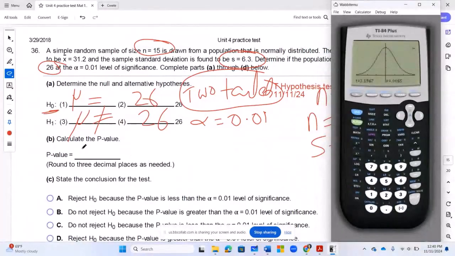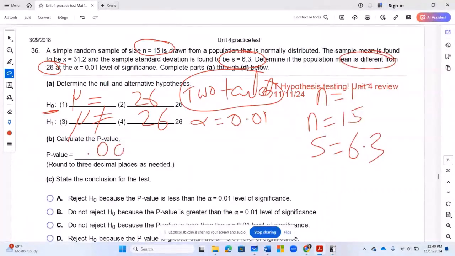Now we go to the p-value, 0.006. That's what we found. State the conclusion. Because the p-value is less than alpha, 0.006 is less than alpha, I am going to reject the null hypothesis.